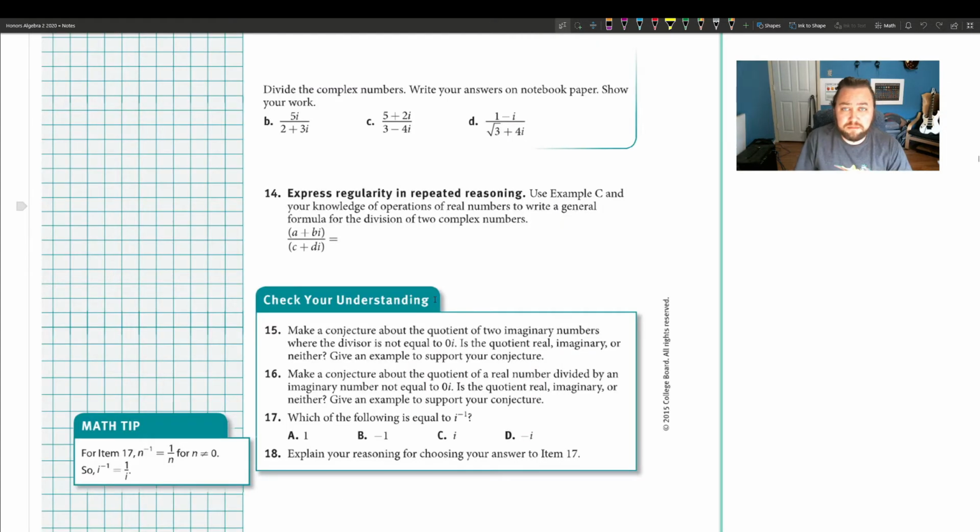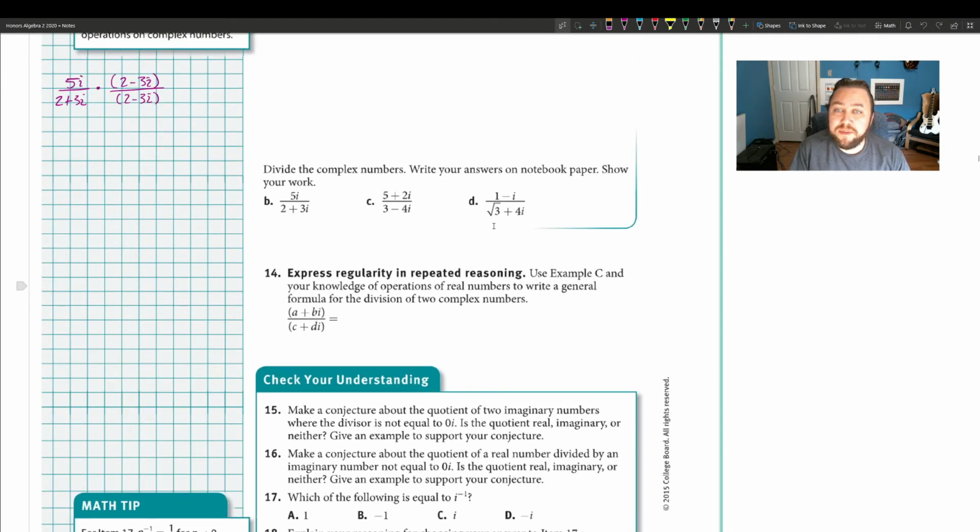Let's give it a shot down here with b. And I'm going to go ahead and work over to the side here, scroll there on my tablet. So let's look at b. 5i divided by 2 plus 3i. So what I'm going to do is look at my denominator, and I'm going to be multiplying this problem by its complex conjugate. So I'm going to go ahead and rewrite the problem. 5i over 2 plus 3i times 2 minus 3i over 2 minus 3i.